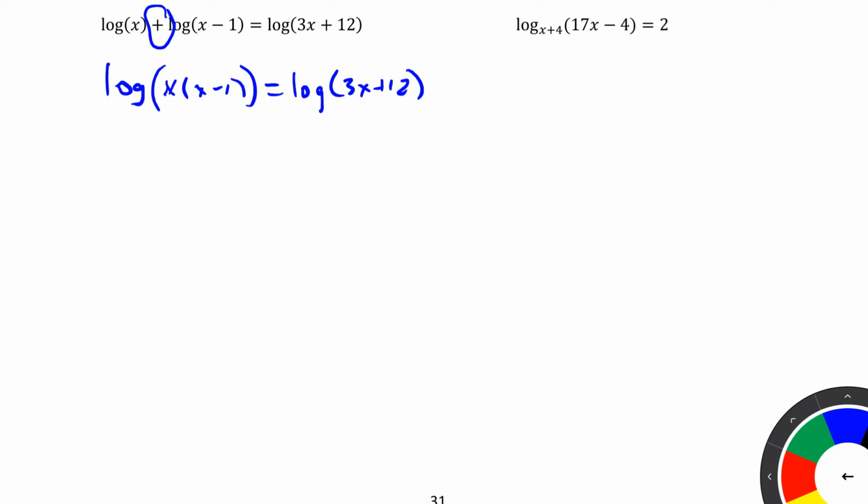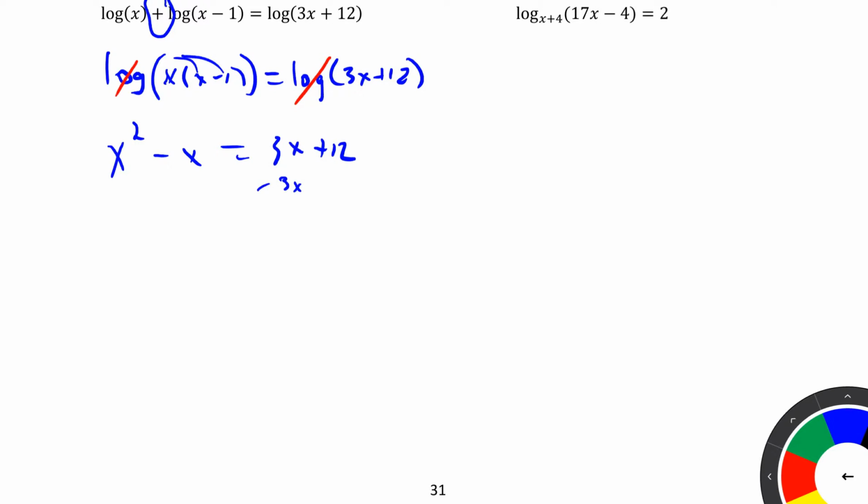So essentially, if you have a log equals a log, we can just cross them off, leaving us with the equation of x squared minus x, if you distribute the x, equals 3x plus 12. From here, we just have to try and get it so that everything is equal to 0, and then we can go through and solve from there. So if we go through and make this equal to 0, I would start by subtracting 3x and subtracting 12. So that'll become x squared minus 4x minus 12 equals 0.